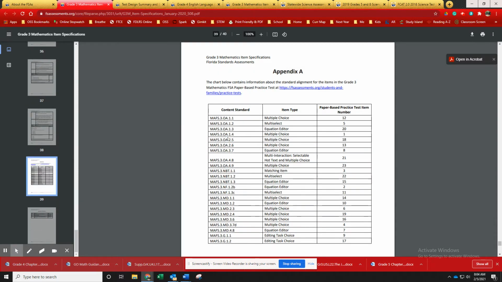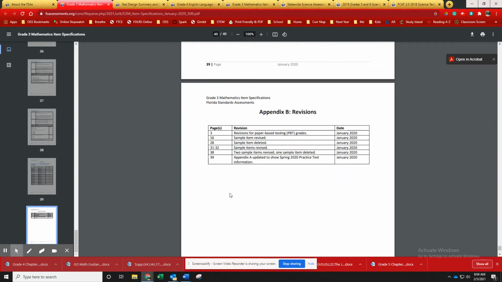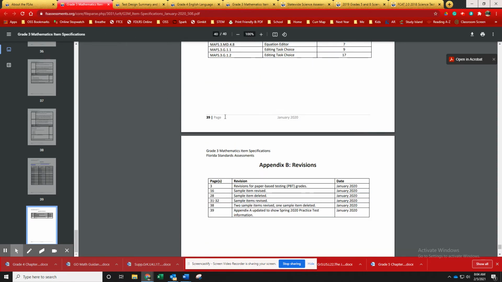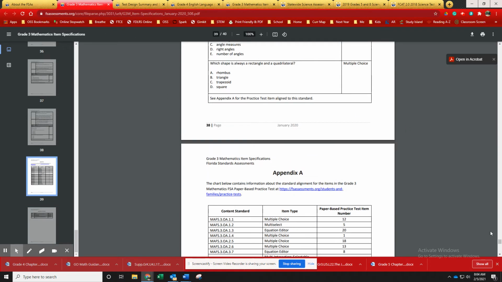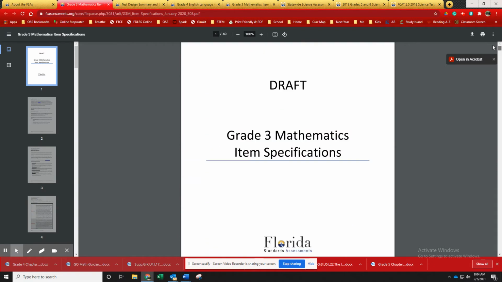But at the very end, it also has, for the practice test, which standard each question is aligned to, and what type of question it is. So that way you know how to practice there too. So this is the test item specs for your grade. This is the number one document for math and reading. K through 2 could look at these.